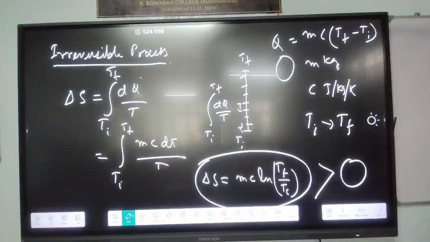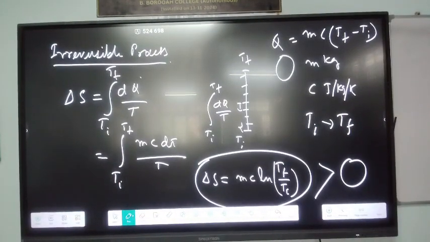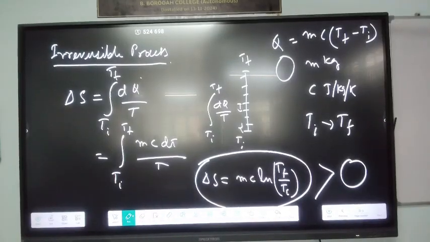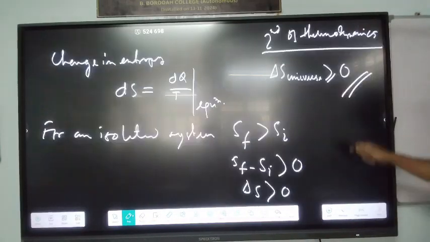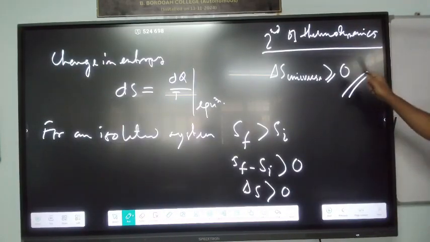So these two examples we have seen for a reversible process and an irreversible process. We have seen that for a reversible process, the change in entropy is 0, and for an irreversible process, the change in entropy is greater than 0, which is again given by the second law of thermodynamics. It always holds good.